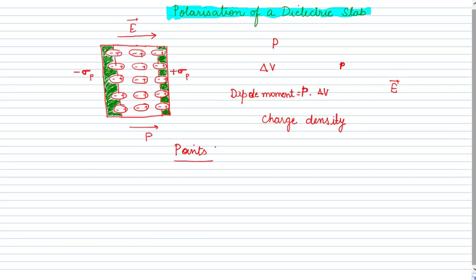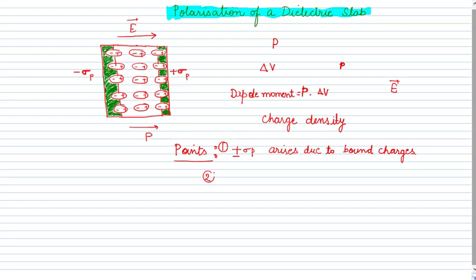The first point is that whatever charge density we have, either plus sigma p or minus sigma p, that is the surface charge density due to polarization. This density sigma p arises only due to the bound charges, because this is not a conductor and we do not have any free charges. So this arises only due to bound charges. And where do we have these bound charges? These bound charges are in the dielectric we are using. So this sigma is purely due to bound charges. This is the first point we have to remember.